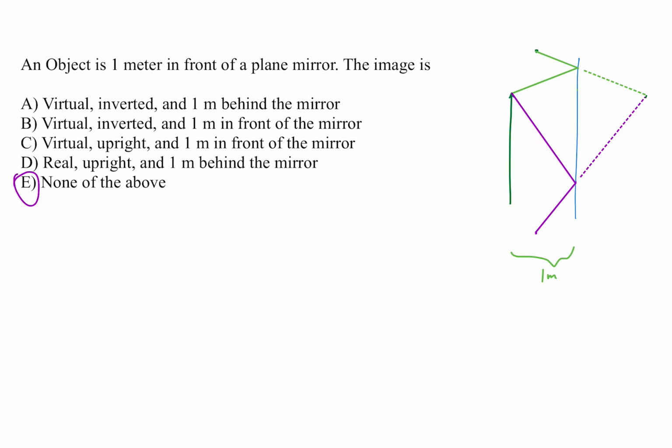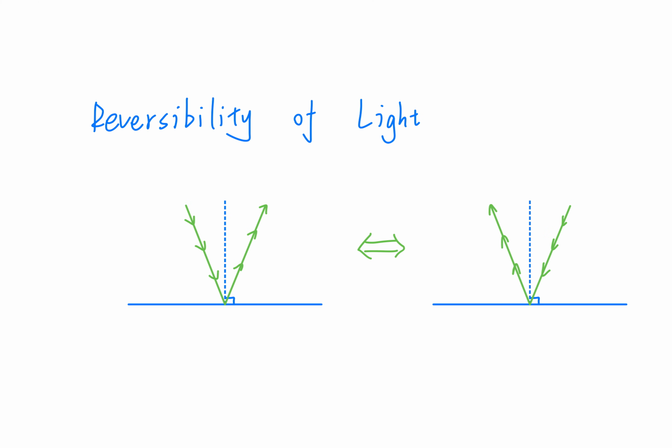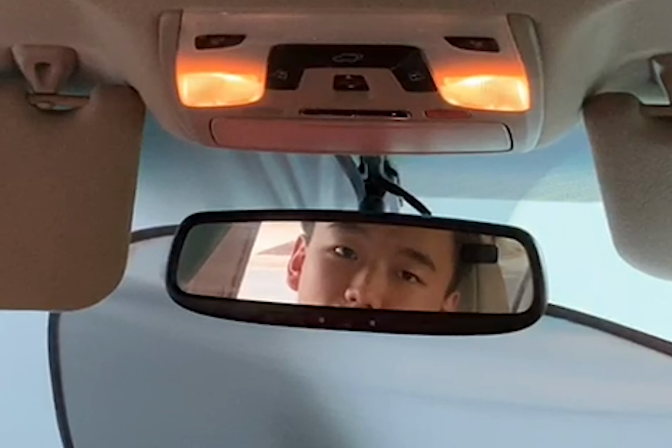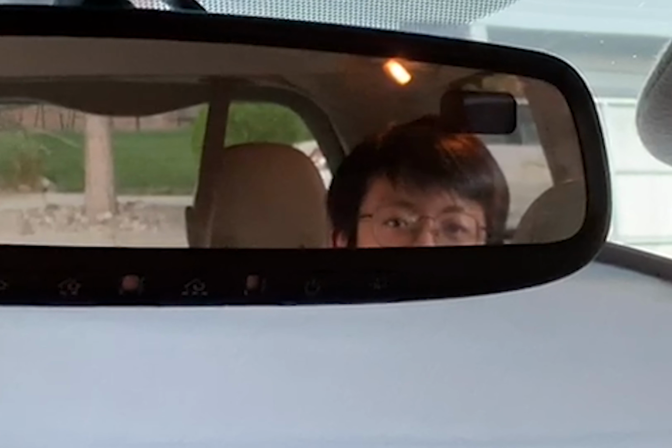So if we do that process for every point on the arrow, we will get a virtual image that is 1 meter behind the mirror and upright. Another interesting property to know is the reversibility of light. That is, if the direction of light is reversed, the path of the light will still be the same. And that is why if I can see your eyes in the mirror, you can also see me.